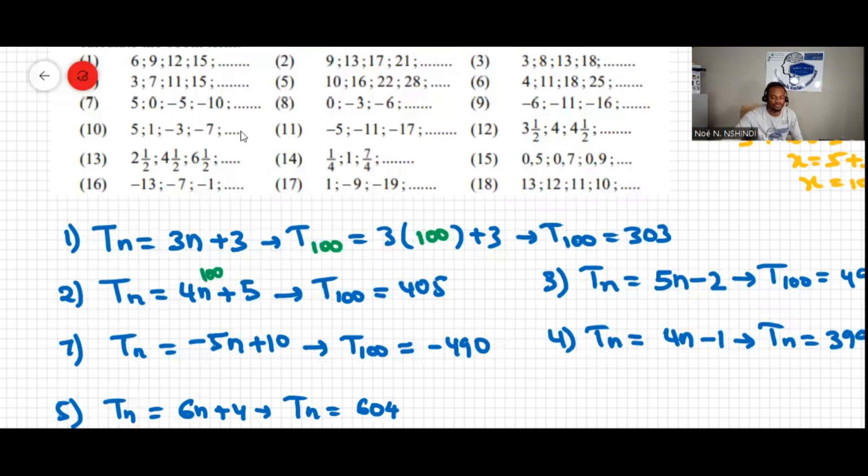So this is exactly what to do. I think I'll leave these the same way we did 7. We can do 8, we can do 6. Even the decreasing pattern like this one. Now let's do number 12.